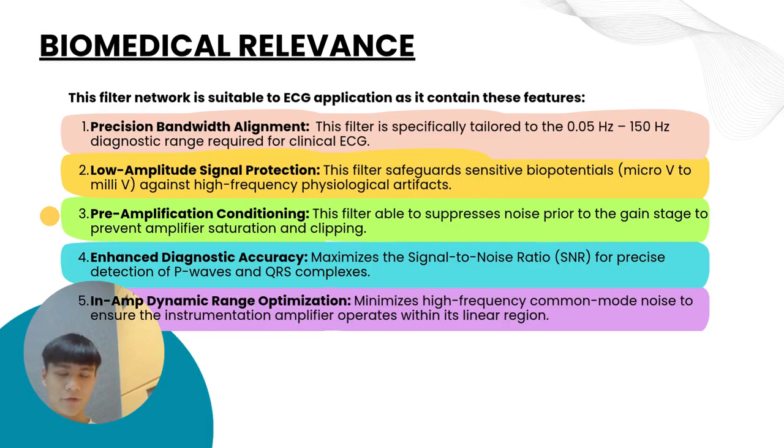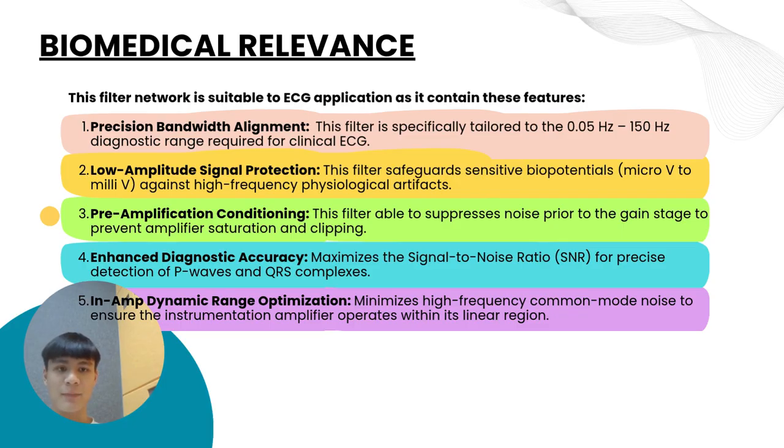To conclude, let's discuss the biomedical relevance of this design. This specific filter network is exceptionally suitable for ECG application because it has several key features. So firstly, it's tailored strictly from 0.05 Hz to 150 Hz, which is the diagnostic range required for clinical ECG readings. And secondly, it effectively safeguards sensitive biopotentials ranging from microvolts to millivolts against high-frequency physiological artifacts.